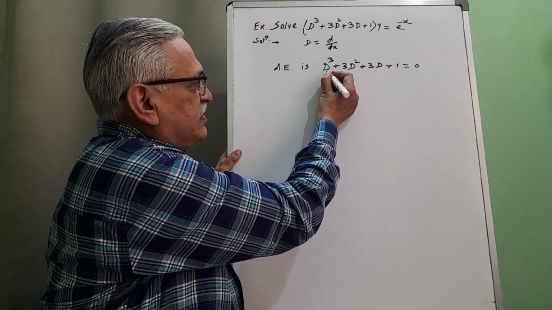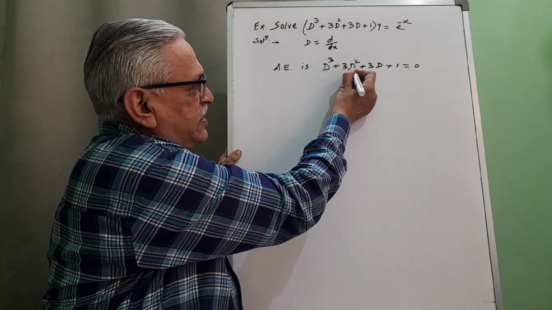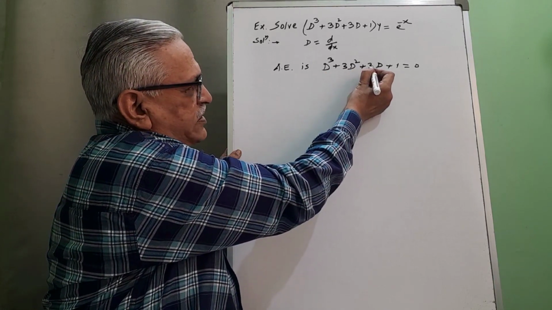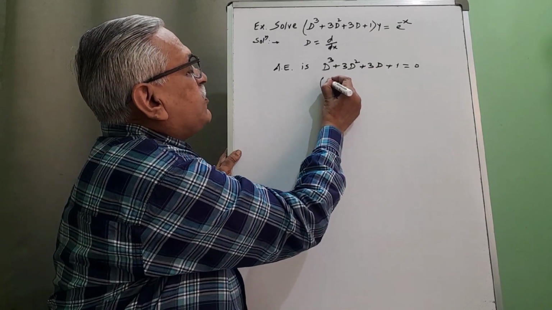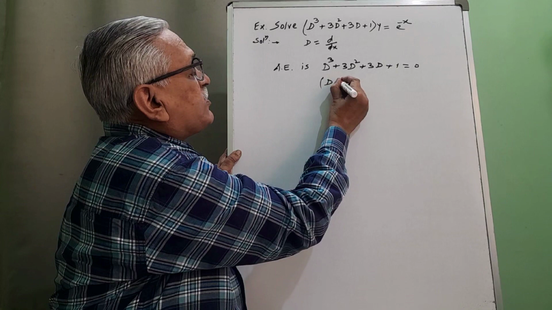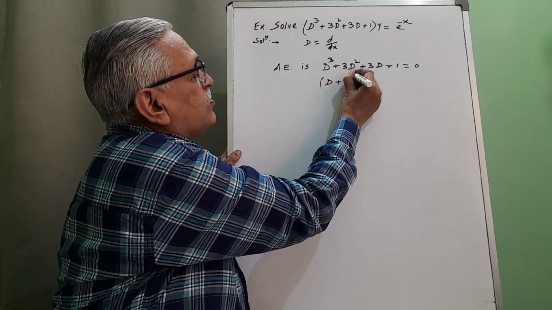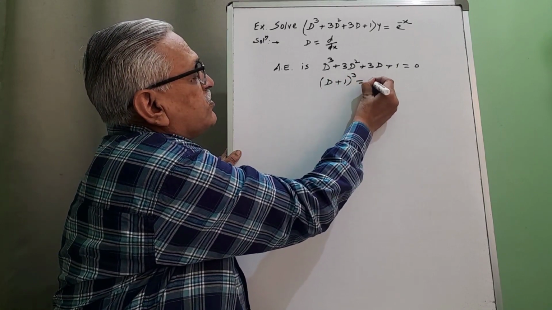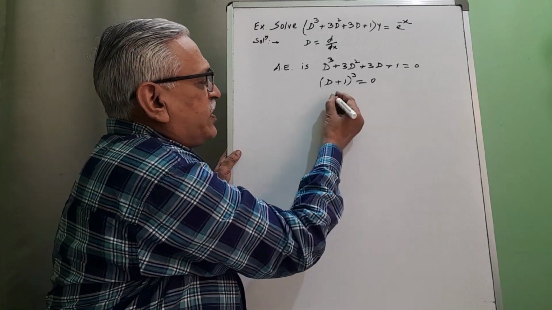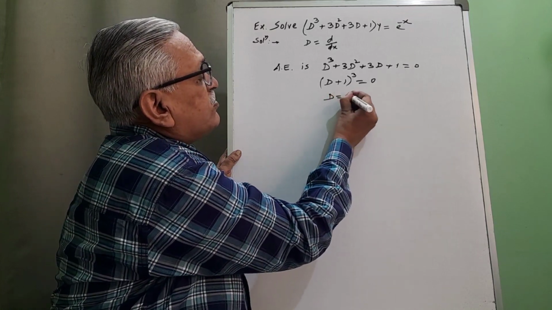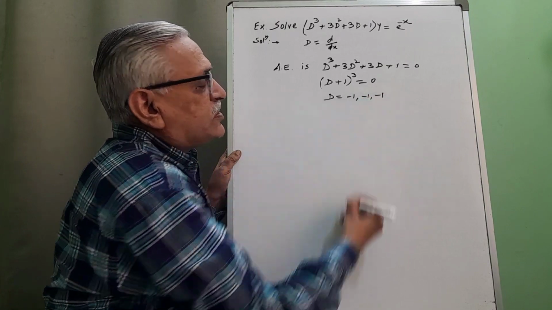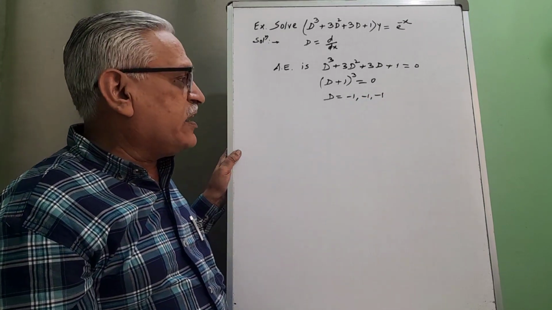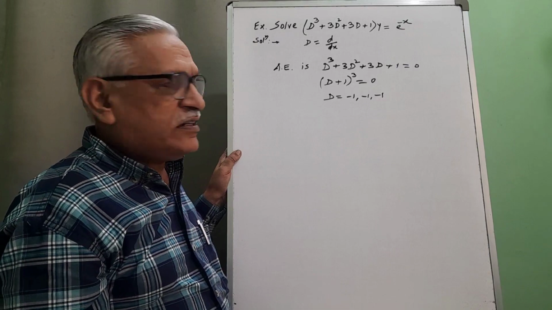Rewriting this, a³ + 3a²b + 3ab² + b³ is nothing but (a + b) whole cube. Therefore it is (D + 1)³ = 0. Equating to 0, we get D = -1, -1 and -1. Here the roots are real and repeated.